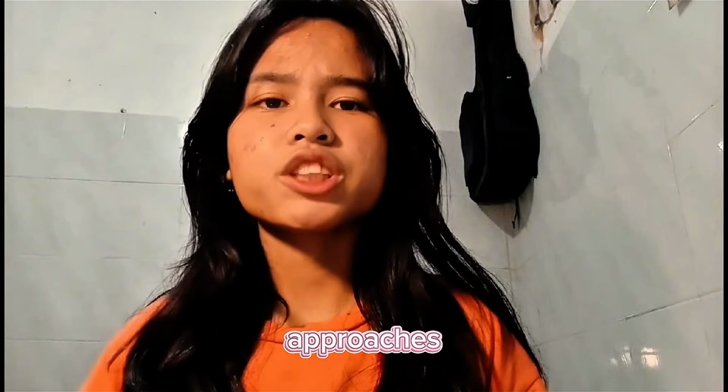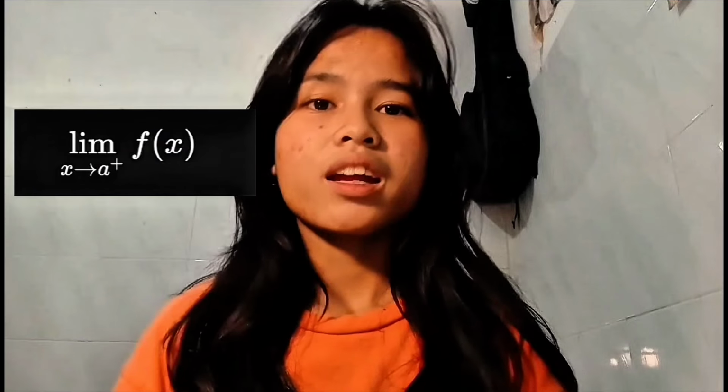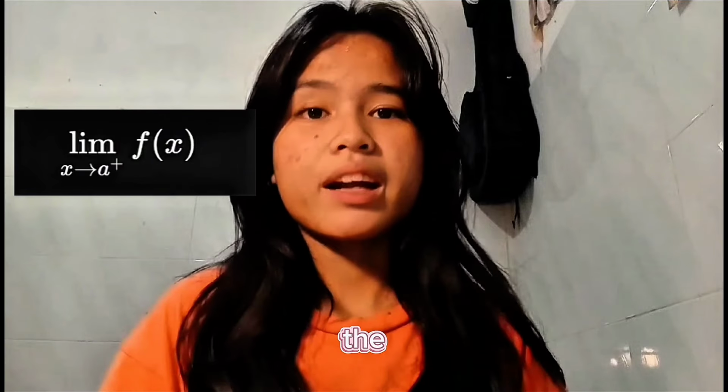Right hand limit and left hand limit. What is the right hand limit? The right hand limit is when x approaches a from the right hand side. If x approaches the value L, it can be said that x is greater than a. The symbol is like this: limit of f(x) when x approaches a from the right hand side equals L.